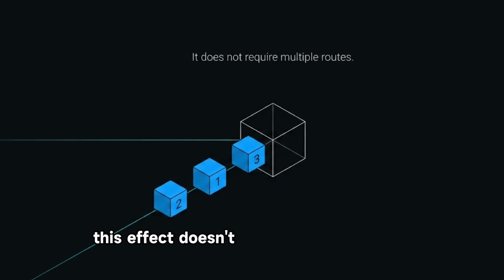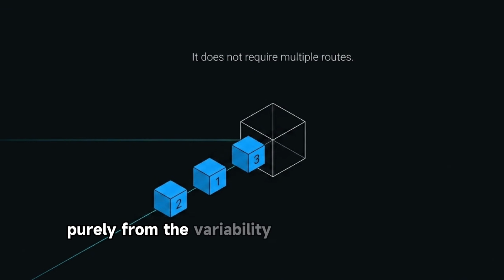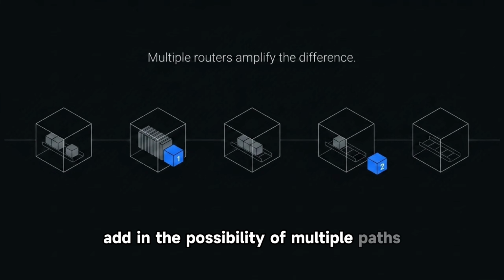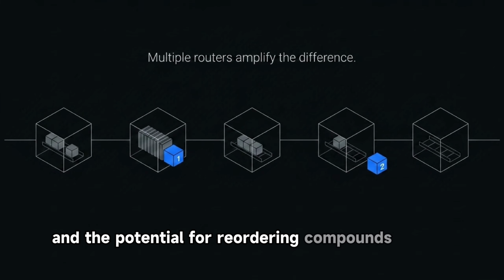This effect doesn't require multiple paths. It can happen on a single path, purely from the variability in how long packets spend waiting at individual routers along the way. Add in the possibility of multiple paths, and the potential for reordering compounds further.